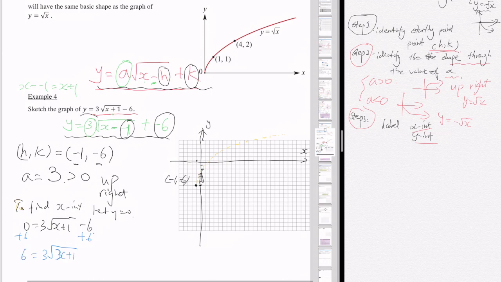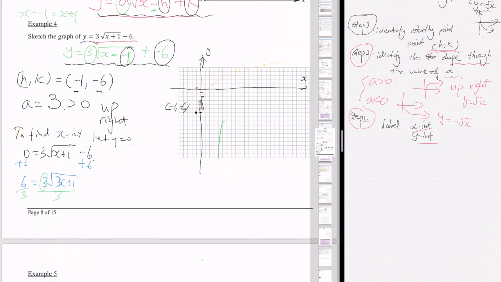Okay, so now here is 3, so I can divide by 3 on both sides. So that gives me 2 equal to square root x plus 1. And then here is the square root. To undo the square root, we square them. Okay, so now I can square them, and then the square cancels out the square root. So that gives you 4 equal to x plus 1. So x is equal to 3.